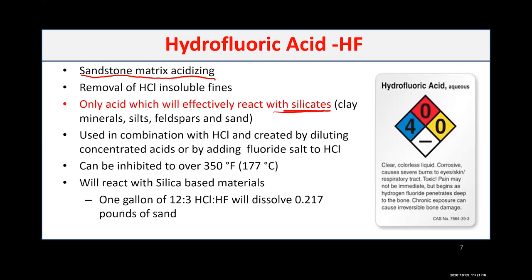HF can be used up to 350 Fahrenheit. Its dissolving power is not as high as HCl when dealing with carbonate, but it can actually dissolve a significant amount of silica. One gallon of 12-3 HCl-HF can dissolve up to 0.217 pound of sand. That is not as high as HCl with calcium carbonate, where we are talking about almost 1.7 for the carbonate case, but 0.217 is still a high amount of silica to be dissolved. And that is the only acid system that can dissolve silicate. Therefore, when we talk about sandstone acidizing, HF needs to come to your mind, because that's the only acid that we can use.